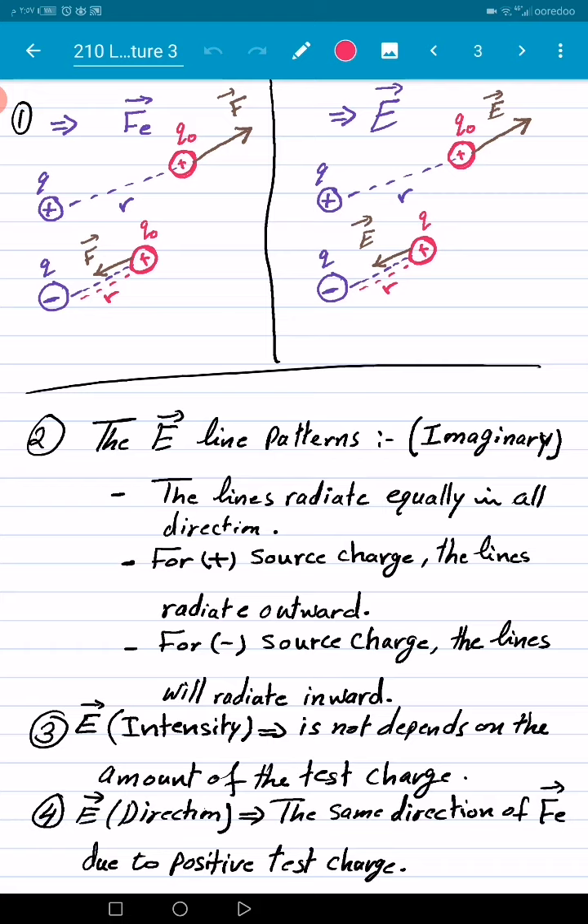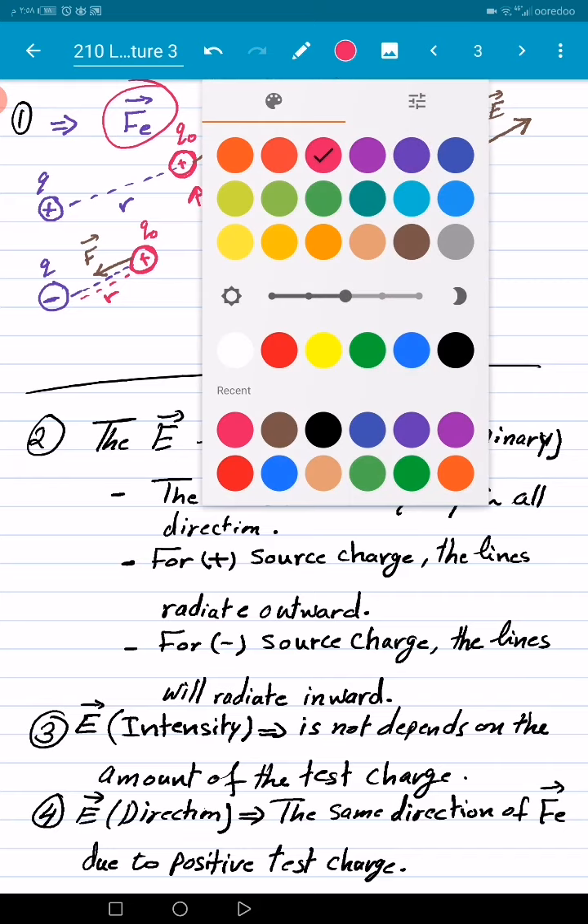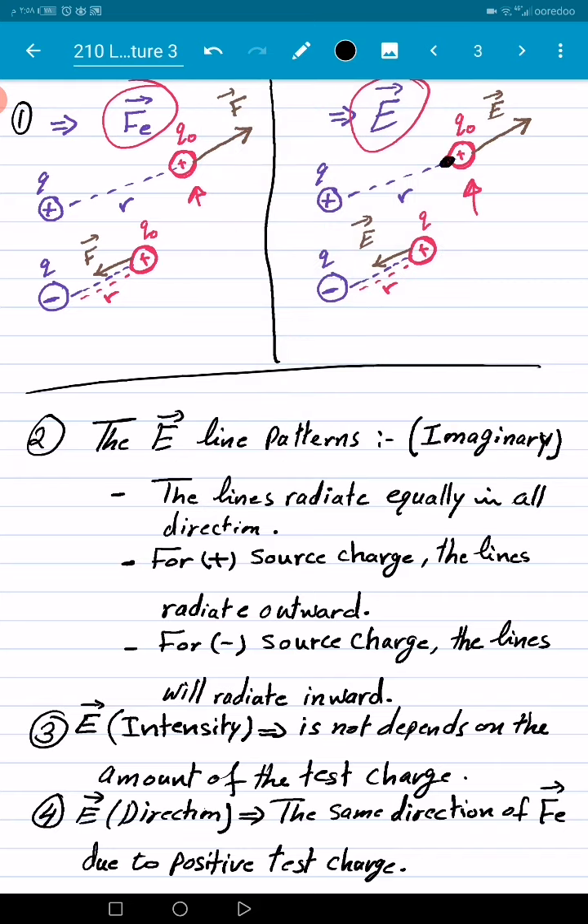Next step is the difference between the lines or the direction of the electrostatic force and the electric field. Here is a charge, here is the test charge. The test charge can be located in any position, for example, it's located here now, and I want the electric field in this position. So I put my test charge here.